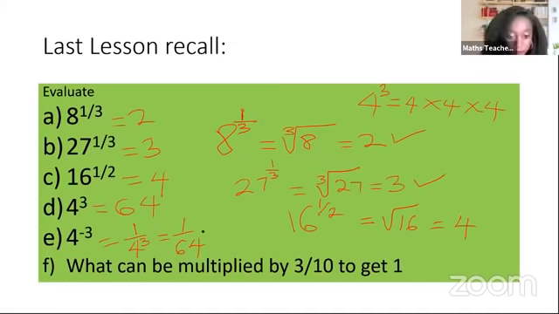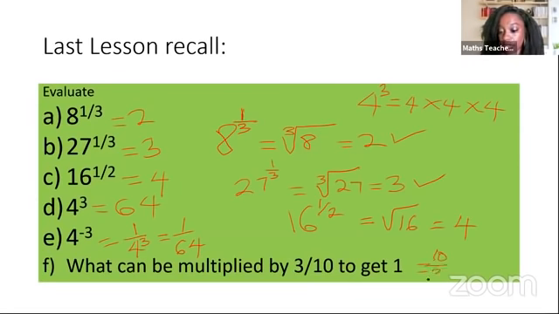Okay, so what can be multiplied by 3 over 10 to get 1? This is talking about the last two lessons we've done. Remember, we said we were going to have four maths lessons live streamed on Facebook. So this is the third lesson. In the very first live stream, we talked about reciprocals. So whatever you multiply by 3 over 10 to get 1 would be the reciprocal of 3 over 10. So the answer here will be 10 over 3.